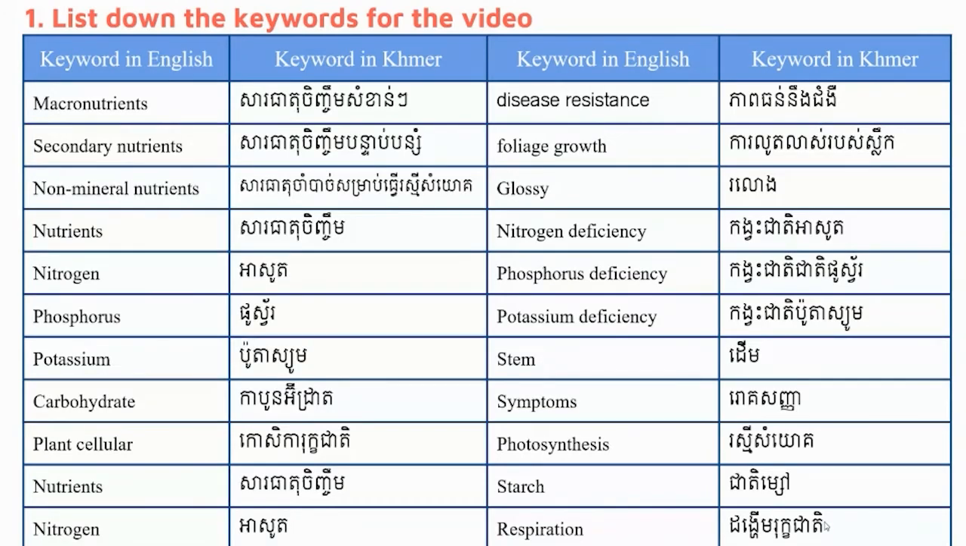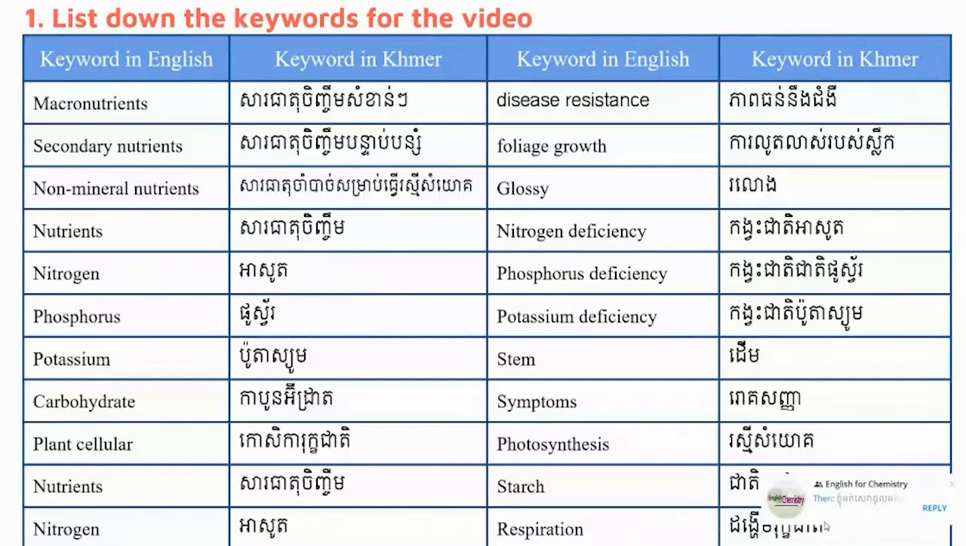The second is micronutrient. The plant needs it, but not in large amounts like the macronutrient. And non-mineral nutrients. The reason they are called this is that the plant can get them freely from the atmosphere, and they are used to make photosynthesis nutrients: nitrogen, phosphorus, potassium.